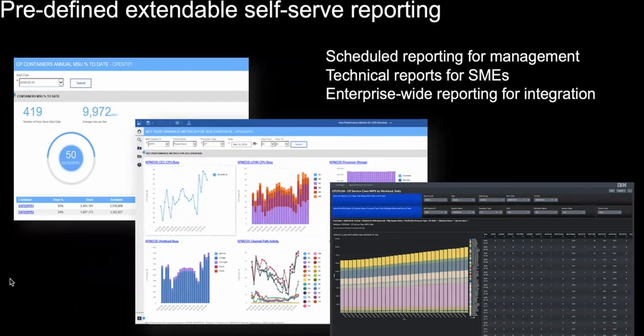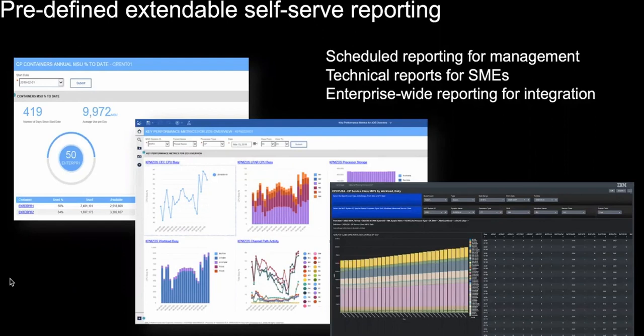But there's also a need for some technical reporting to help the experts in their analysis and investigation. So maybe there's been an alert on a particular problem. Let's take a deep dive into how CICS has been performing using the 110 records, see what's changed within the environment on that, and look at that information as well.